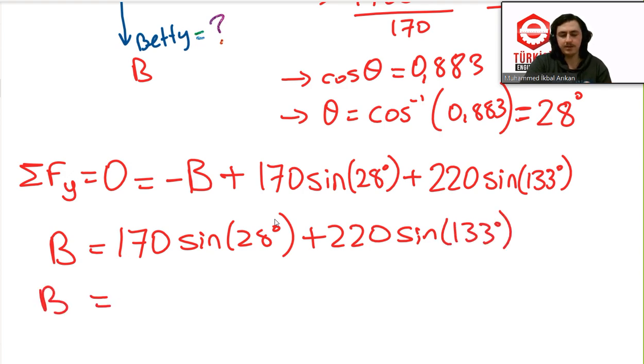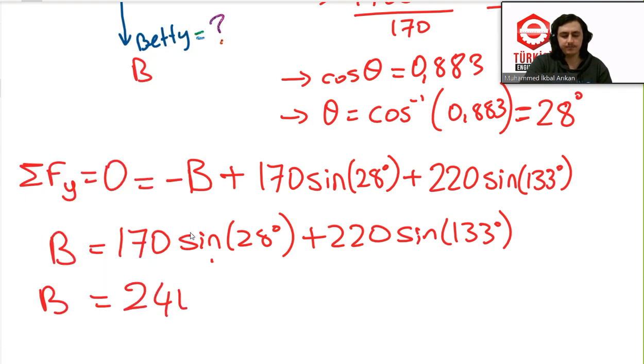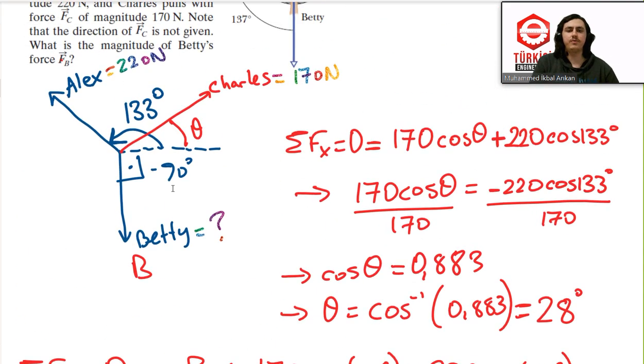So B is equal to what? 170 multiplied by sine of 28 plus 220 multiplied by sine 133. So you will get 240.7. So 2 unknowns and 2 equations, I can solve for net force.